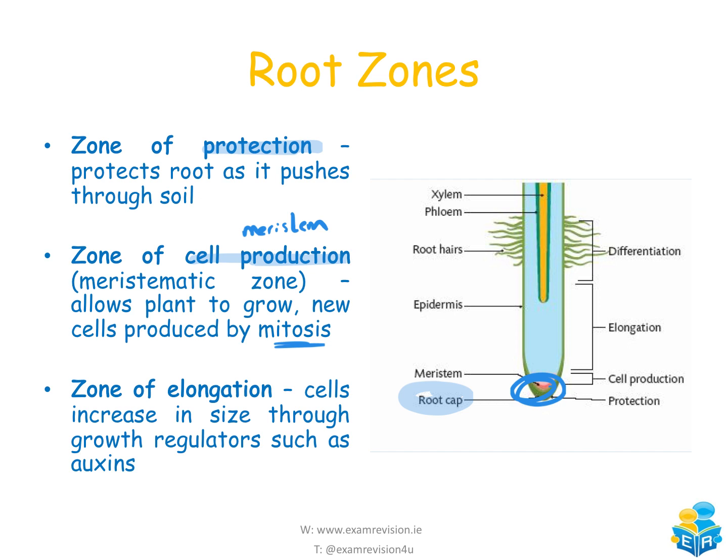And we also have our zone of elongation. So again, does exactly what it says in the name. This is where cells increase in size, and this allows growth to occur. And this can be impacted by growth regulators. So an example, auxin, which is a growth promoter. So it's going to allow the particular plant, or the root in this case, to grow. So that's the zone of elongation.